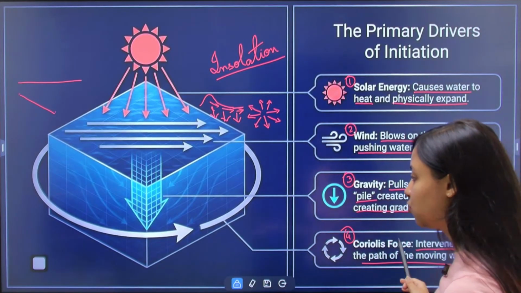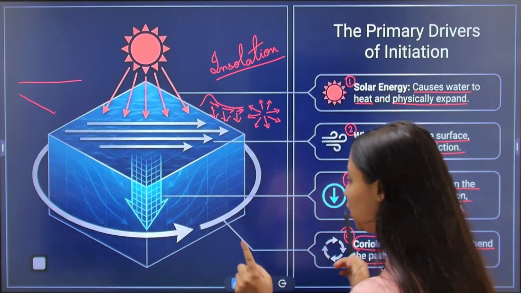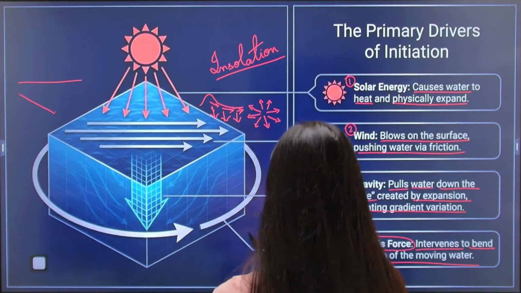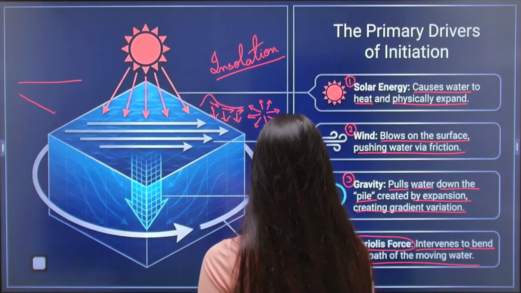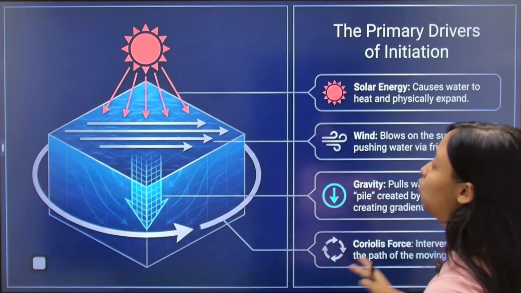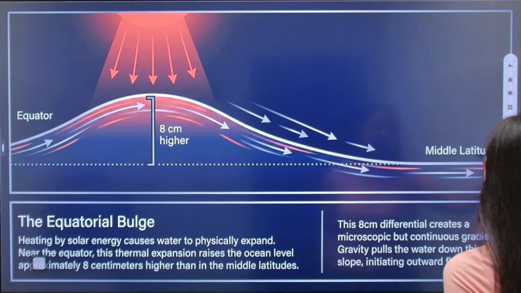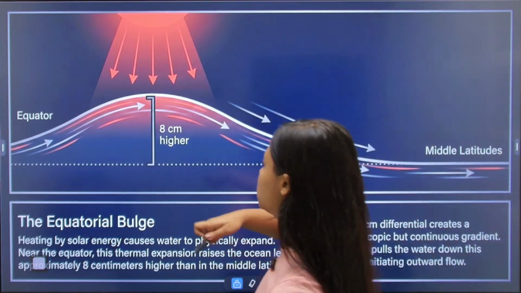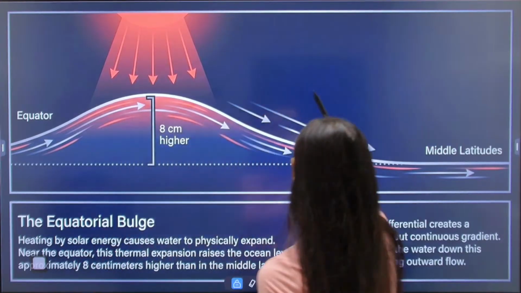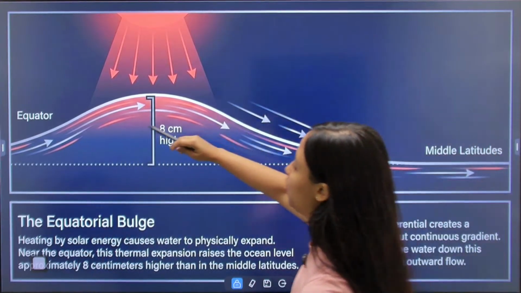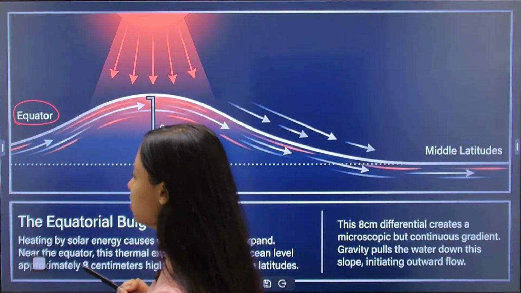What is the Coriolis force? Coriolis force is the force that is generated by the rotation of the earth on its axis. Due to the earth's rotation, this Coriolis force is generated, and it changes the path of the ocean currents. Now let's look at this. We have studied that solar energy causes water to physically expand, right? So remember this, that the equatorial region is the hottest part of the earth, is it not?